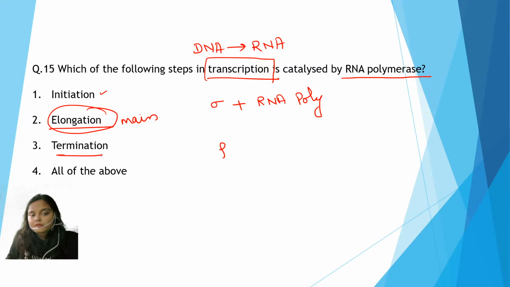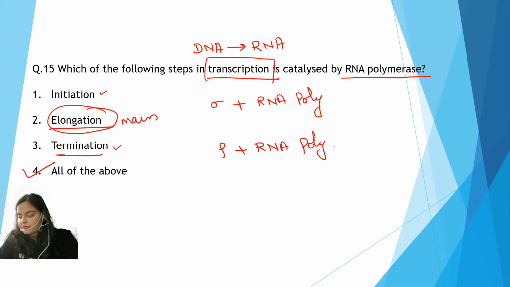Then coming towards termination. With the help of the rho factor, this RNA polymerase is able to recognize the termination sequence also. So RNA polymerase is present here also. So the right answer becomes all of the above. No, no, Rekan, elongation is not the right answer because here the process of transcription is asked, and RNA polymerase is involved in all three steps.